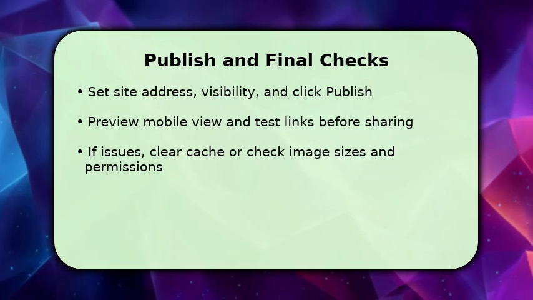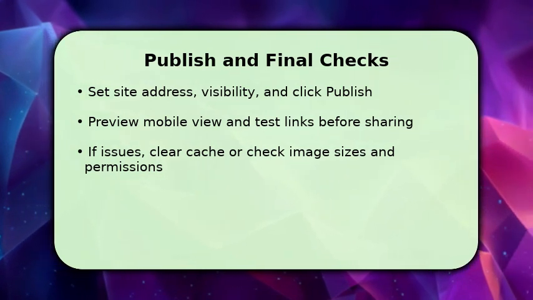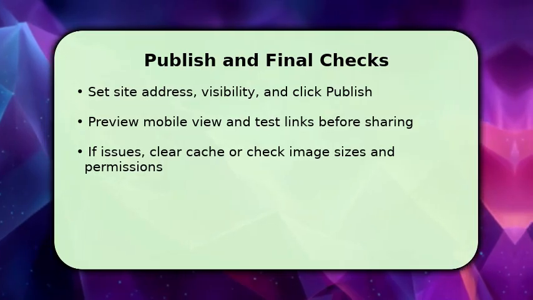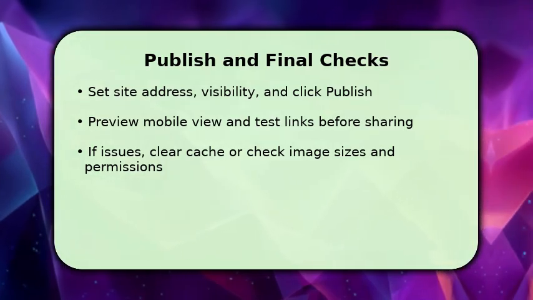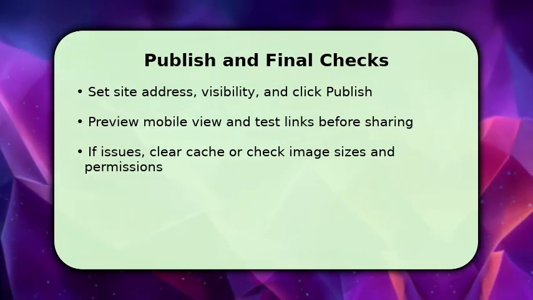You finish by tapping Publish, choose a site address and visibility, private or public, then confirm. Once published, preview the mobile view and swipe through each page to test links, forms, and buttons. Make sure images scale, and text is readable without zooming.